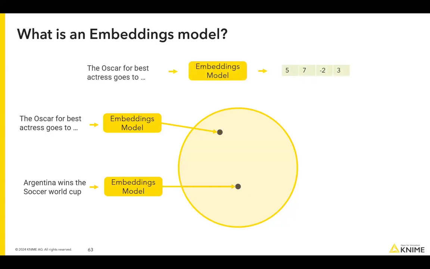Now, if I have another sentence, for example, "Argentina wins the Soccer World Cup," and I ask my model to embed that sentence, you see in the circle would be our vector space. Because the two sentences are different and talk about something different, their representation in the vector space would be far from each other. And that would make sense, right? Because one document is talking about the Oscar, the other one about soccer. So it makes sense that in the vector space, these two documents are far away.